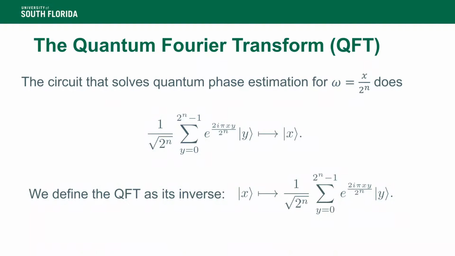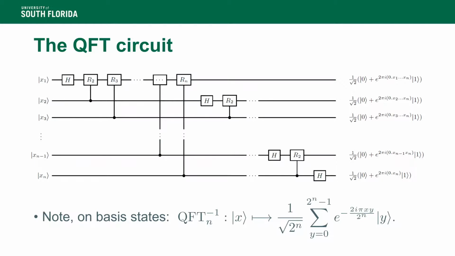So this is what we have here for the circuit that we just created, and then the inverse of that is simply the quantum Fourier transform. Now, what does the quantum Fourier transform look like? Well, we know its inverse. So really, what we can do is just look at the circuit in reverse, okay?